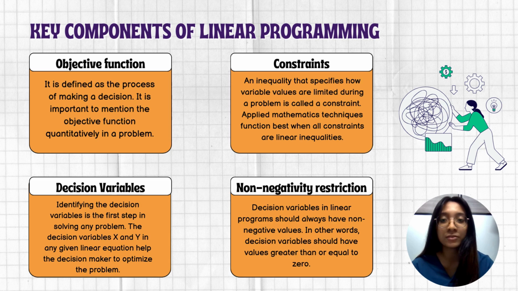Third one, we have decision variables. Identifying the decision variables is the first step in solving any problem. The decision variables x and y in any given linear equation help the decision makers to optimize the problem. Last but not least, we have the non-negativity restriction. Decision variables in linear programs should always have non-negative values. In other words, decision variables should have values greater than or equal to 0.